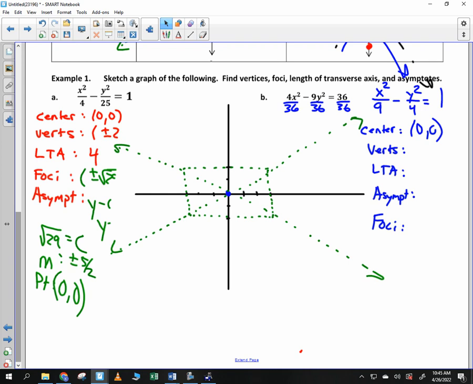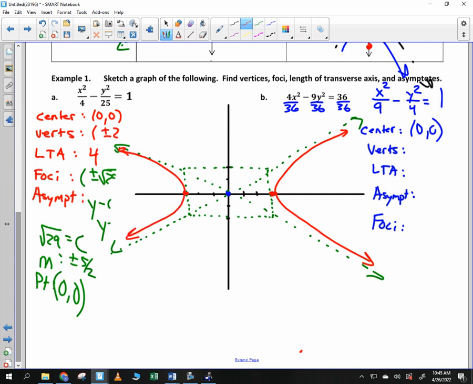Do the vertices go on the top and bottom of the box or on the sides of the box? They go on the sides of the box because we said it opens horizontally. And so you can see that this is a much sharper shaped hyperbola compared to the last one. So we have it drawn. What are the vertices? Plus minus 3, 0. You see how I draw the graph and then I name stuff? I don't try to name everything and then draw it. I think that that's backwards.